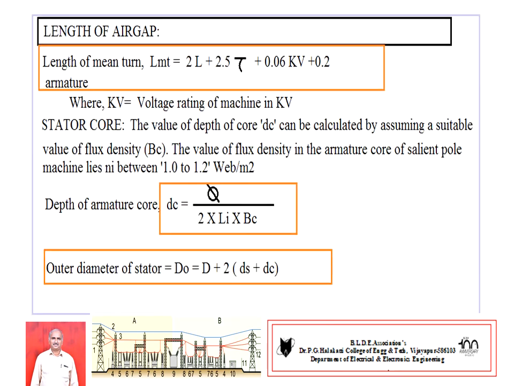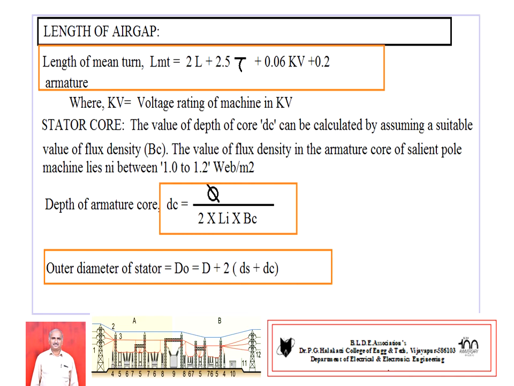Length of mean turn of armature LMT equal to 2 times of L plus 2.3 tau plus 0.06 times of kV plus 0.2, where kV is the voltage rating of the machine in kV.